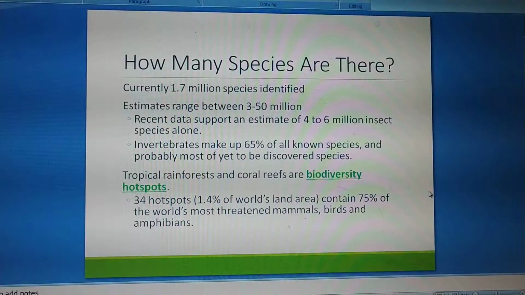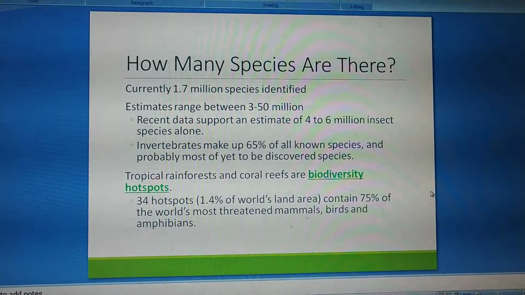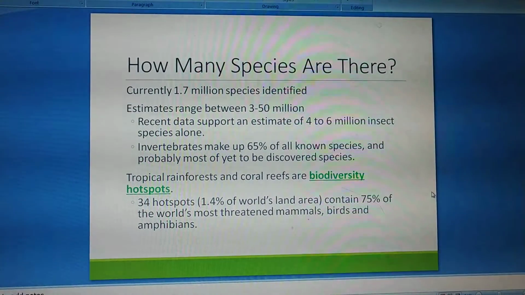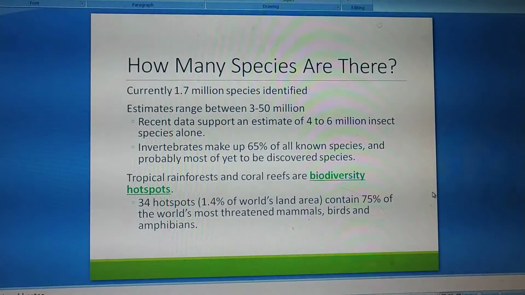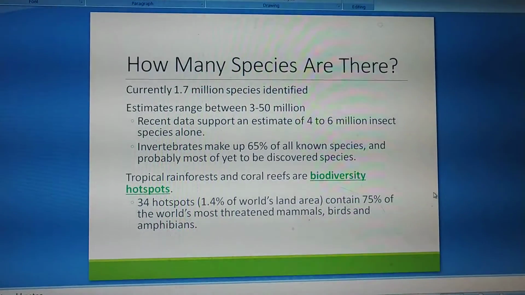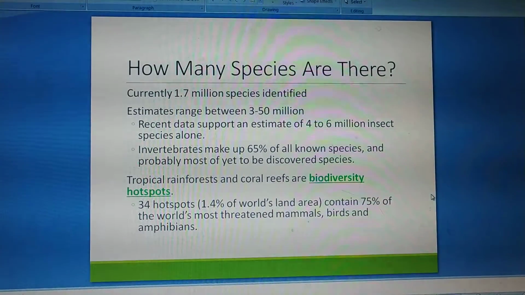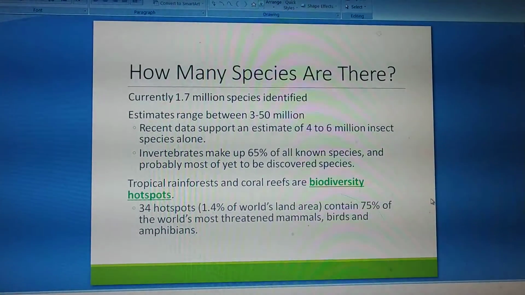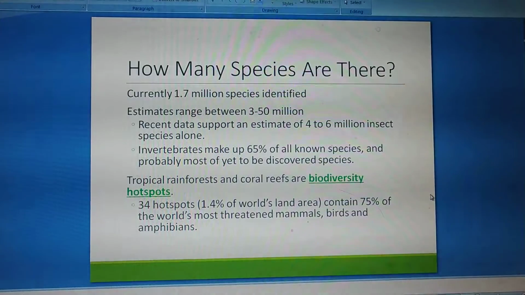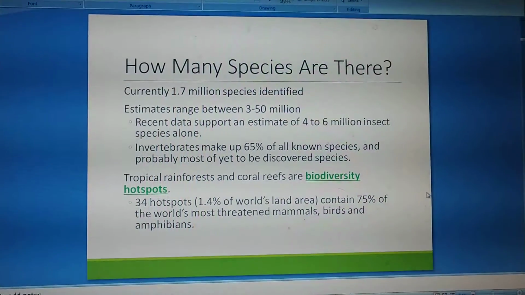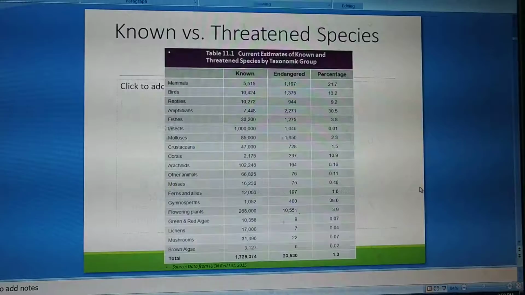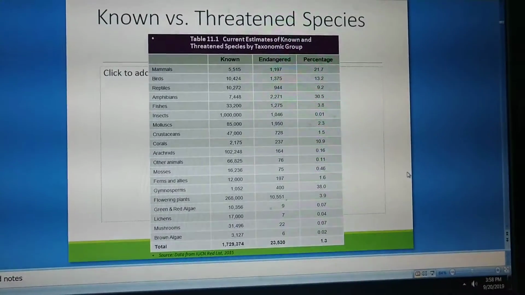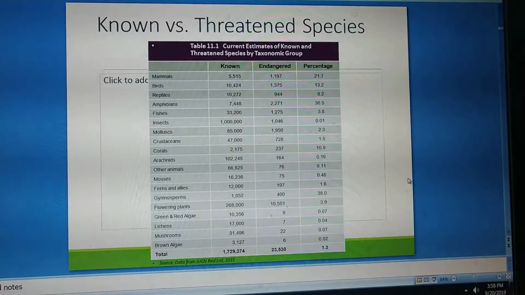When you look at biodiversity hotspots, places that have the most biodiversity, in terrestrial ecosystems, that is the rainforest, and in marine ecosystems, those are coral reefs. If you look at 34 hotspots, they make up 1.4% of land area on the planet, but they contain more than 75% of the world's most threatened mammals, birds, and amphibians. So we have a whole lot of known and endangered species.